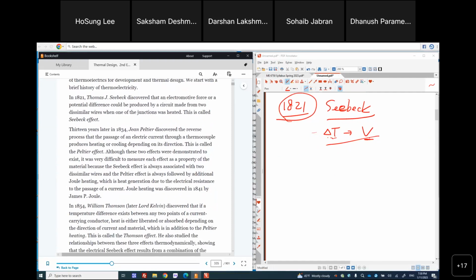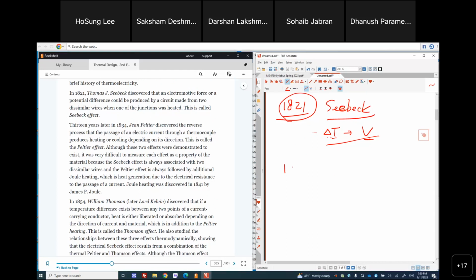Here, 1834, you can read it. Peltier, Jean, French, discovered that the current is related to the heat. So this voltage creates the current, actually voltage, obviously potential and current. But something is interesting. The current creates the heat.